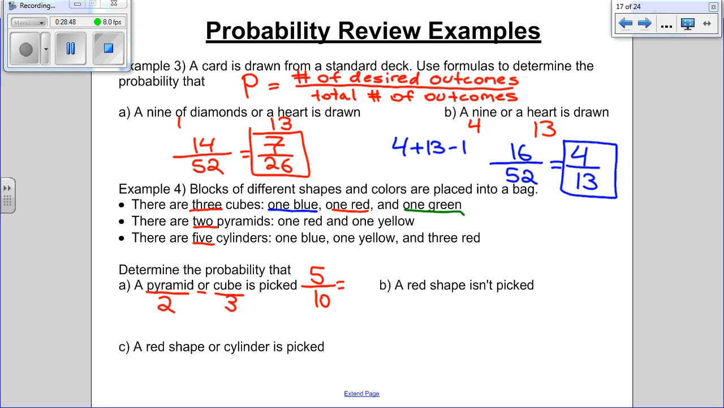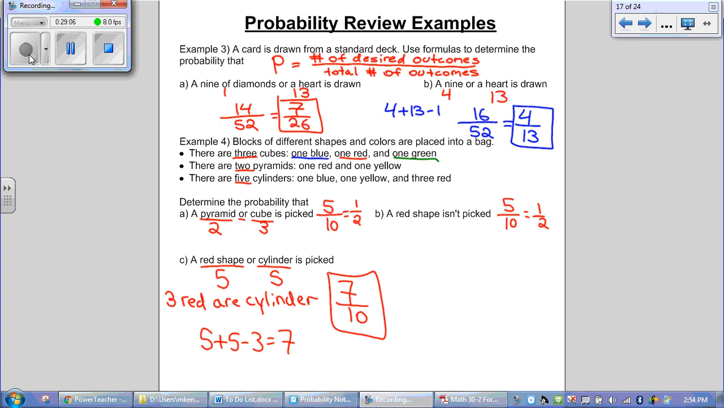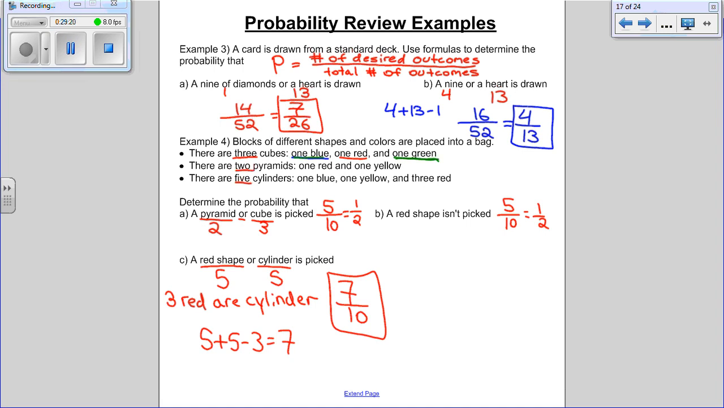I want you to try B and C on your own. They're tricky. You're doing the same thing. Alright, so if you're doing B first, a red shape isn't picked. So you want to find the number of outcomes that wouldn't be red. There's 1 blue, plus 1 green, plus 1 yellow, plus another blue, plus another yellow. So there's 5 things that aren't red in the bag. There's 10 total things in the bag. So I go 5 divided by 10, simplify that to be 1 over 2. As a decimal, you can still put 0.5.